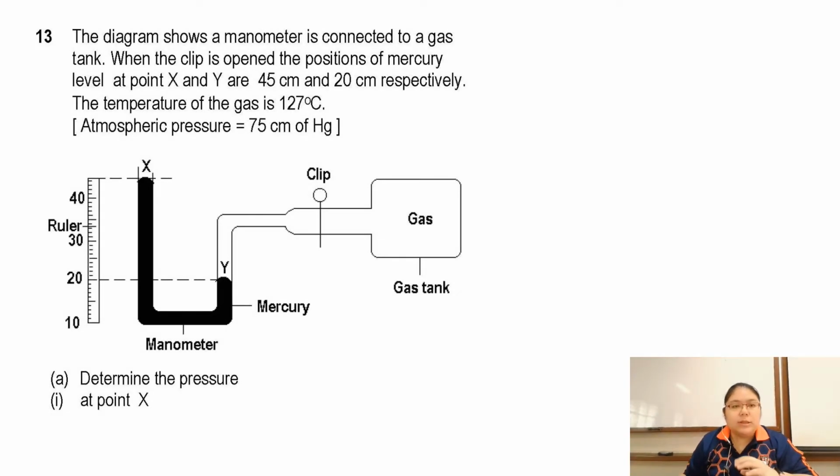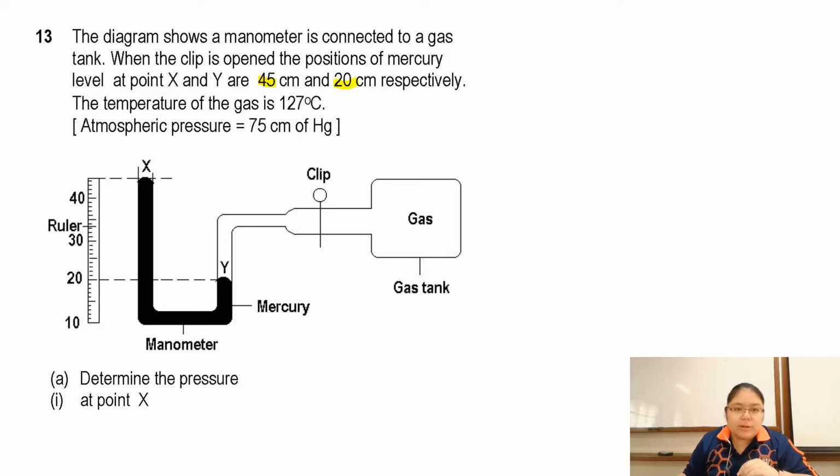Okay, let's see question 13. The diagram shows a manometer connected to the gas tank. Now, at the start the clip is clipped together, that means they are separated. After that, when the clip is opened, you find the position of the mercury changes. Let's see level X. Level X is higher, level Y is lower. Level X is 45 cm, level Y is 20 cm.